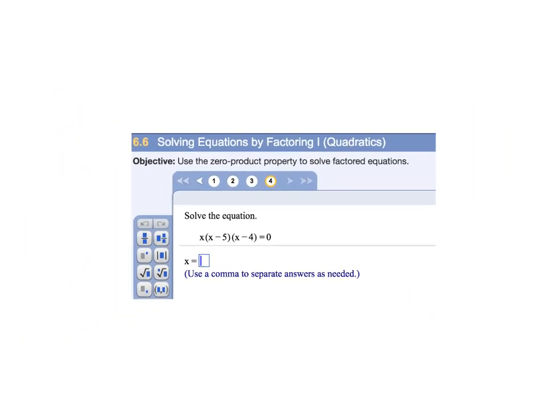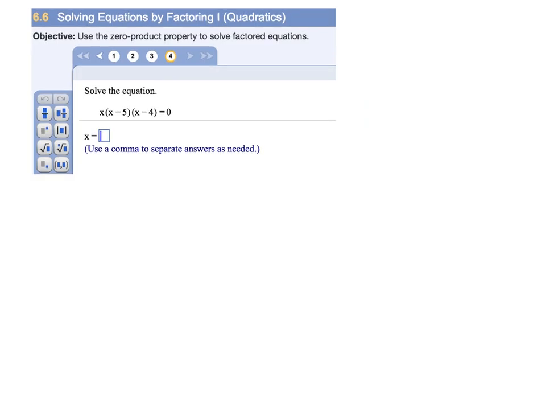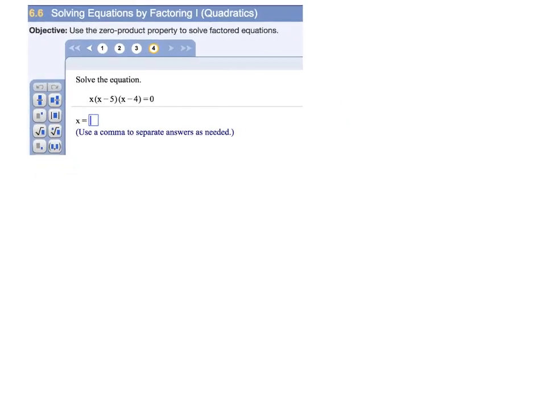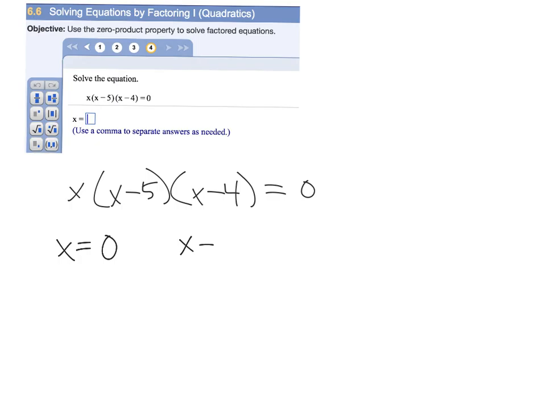So this one is the exact same as everything else. The only difference is now we have 3 terms. So you've got x times x minus 5 times x minus 4, and that equals 0. So one of these 3 numbers has to equal 0, because that's how we get a product of 0. So either x is equal to 0, x minus 5 is equal to 0, or x minus 4 is equal to 0.